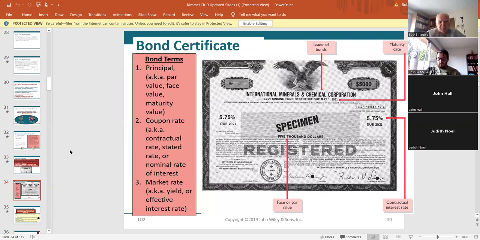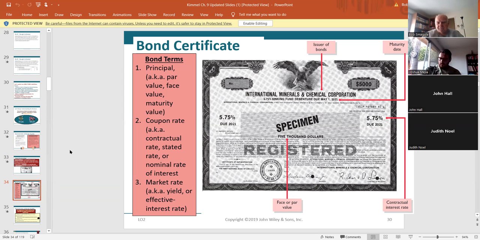Bond terms, principal. We can also call it the par value, the face value, the maturity value. I think face value is what we want to say to ourselves. The reason is the face value can change as the bond is discounted or adjusted with a premium. So you have the face value of the bond. You have the coupon rate. This is the rate of interest that you see on the bond itself.